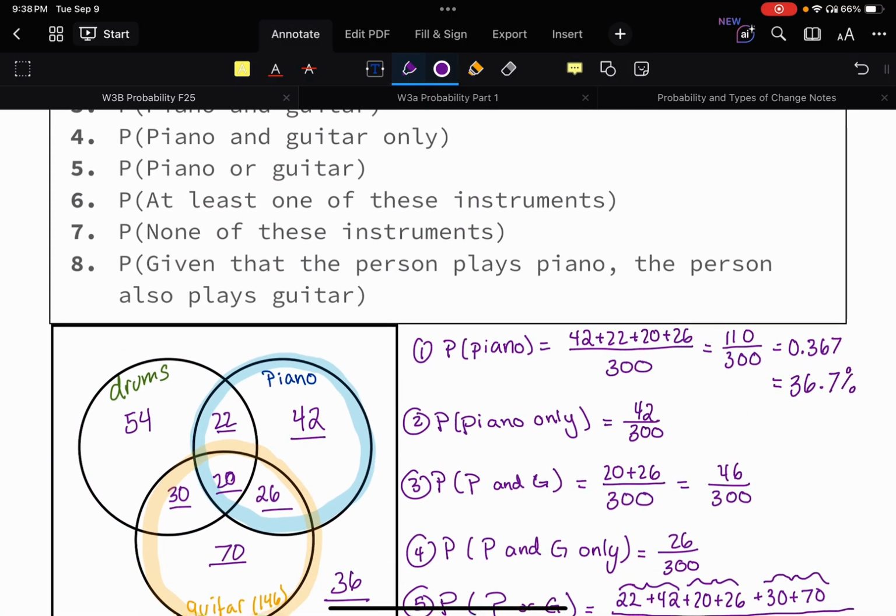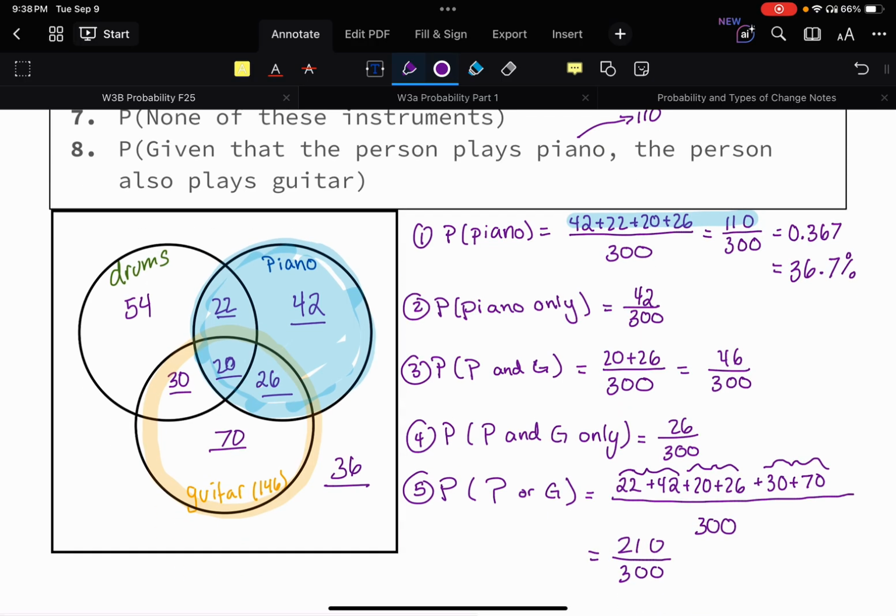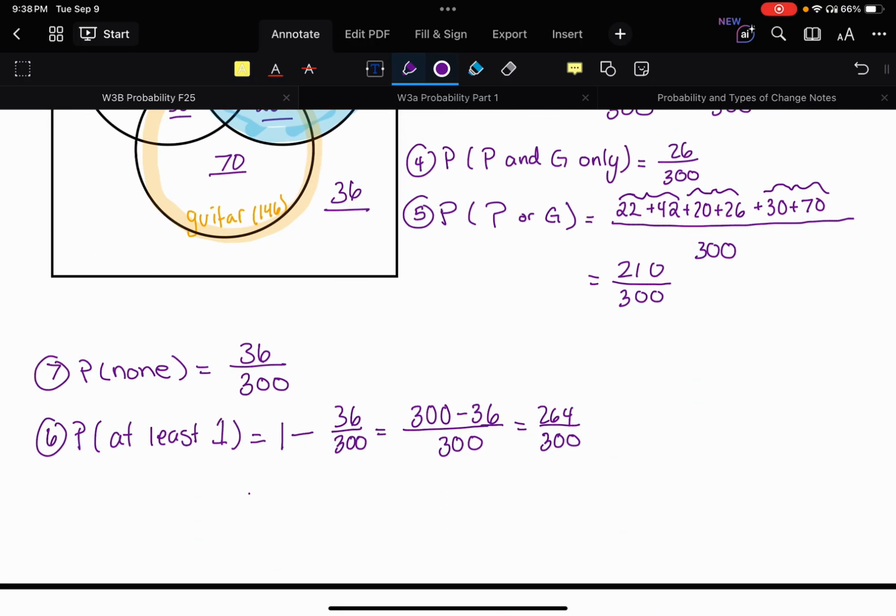All right, last but not least is our conditional one. So given that a person plays the piano, this means I'm not looking at everything. I'm only focused on this piano circle. So if we remember, we already know that 110 people play the piano. So that's going to be my new total. I want to know that the person also plays the guitar.